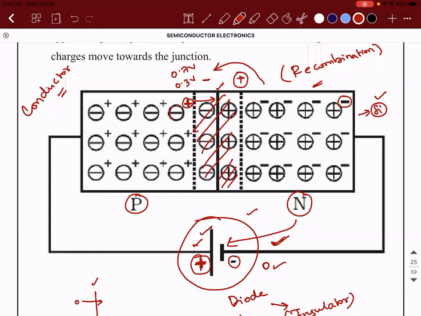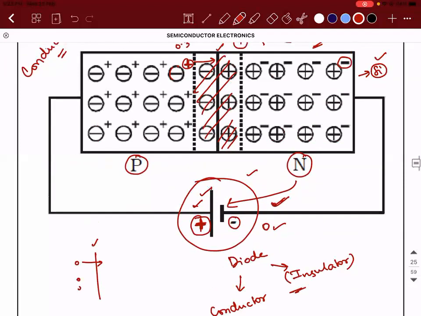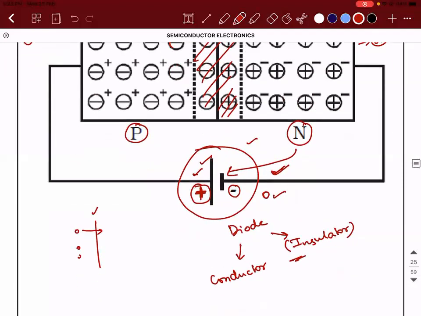Correct? So the minimum value that you supply is called the knee voltage, which I'll come to at that point. Okay. So I hope you understood the story of what is happening behind a PN junction diode connected in a forward bias condition. Am I clear with that?